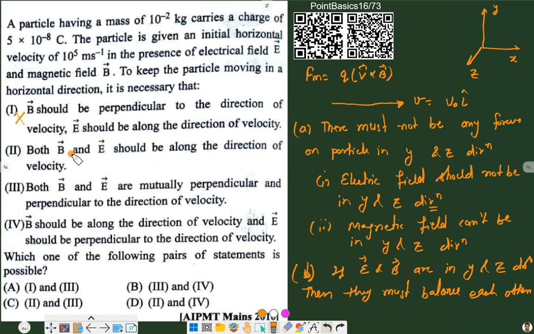Option 2, B and E should be along the direction of the velocity. So yes, it is possible. Option 3, B and E are mutually perpendicular and perpendicular to the direction of the velocity. Yes, it is possible.